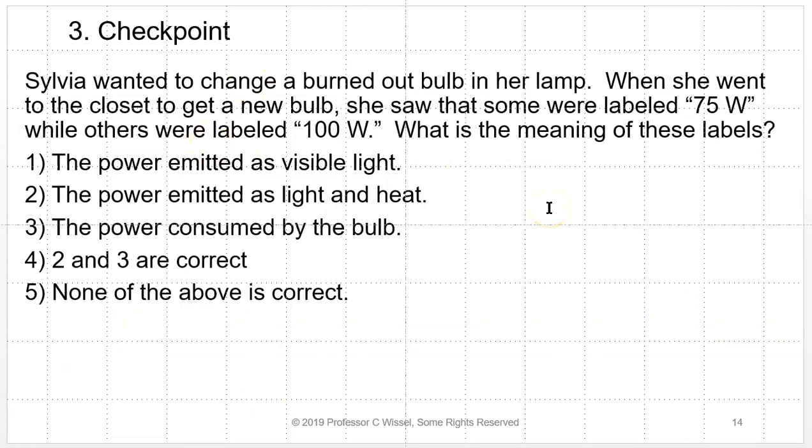Sylvia wants to change a burned-out bulb in her lamp. When she went to the closet to get a new bulb, she saw that some were labeled 75 watts and others were labeled 100 watts. What is the meaning of these labels?